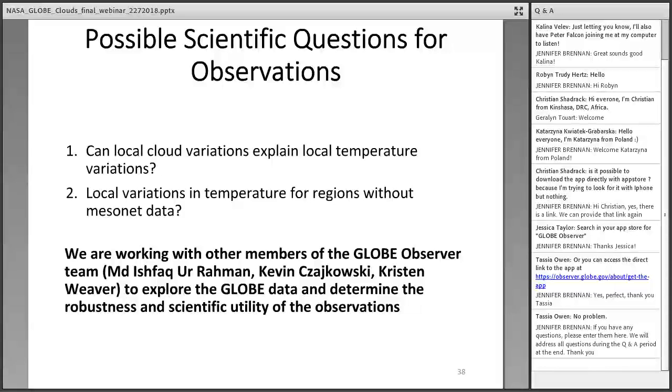Second, we can look at the variation in temperature and the temperature decrease caused by the eclipse in regions that don't have dense pre-existing observation networks, such as mesonets.